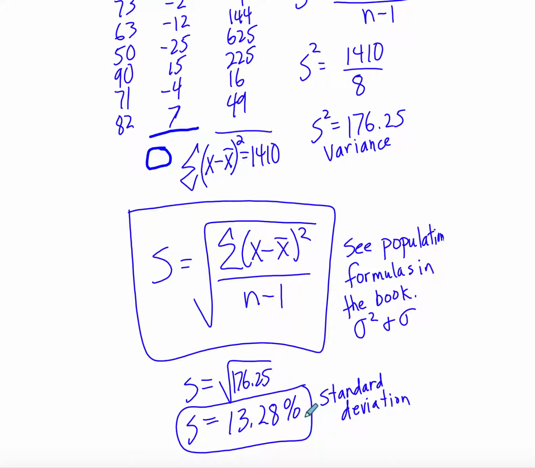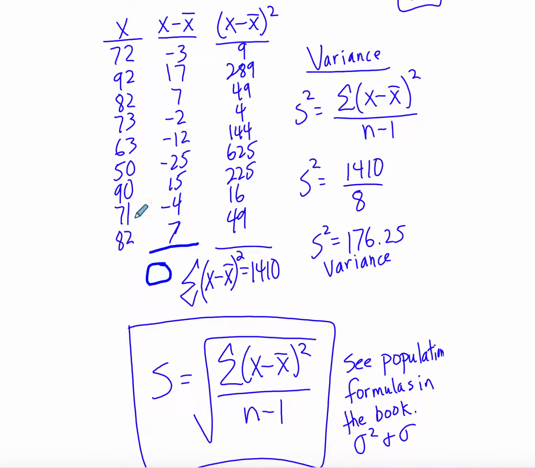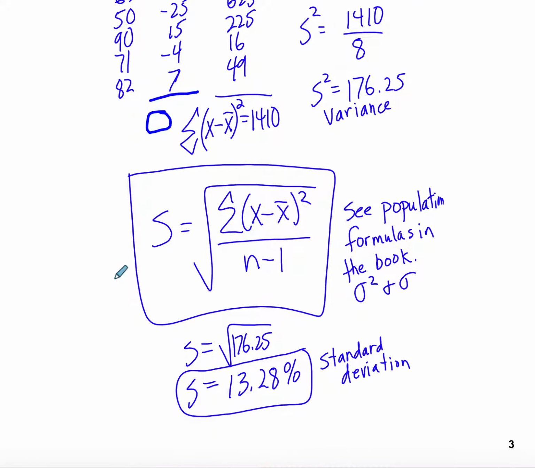So in this case, we're looking at a relatively large standard deviation. That means their scores are not all around the same value, they're spread out. And looking at it, you can see they are spread out. But this actually gives you a numerical number to say what it is.